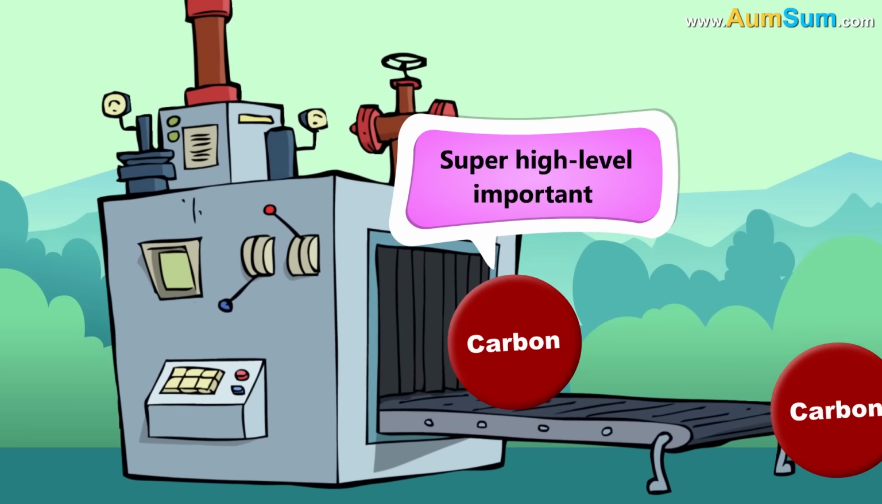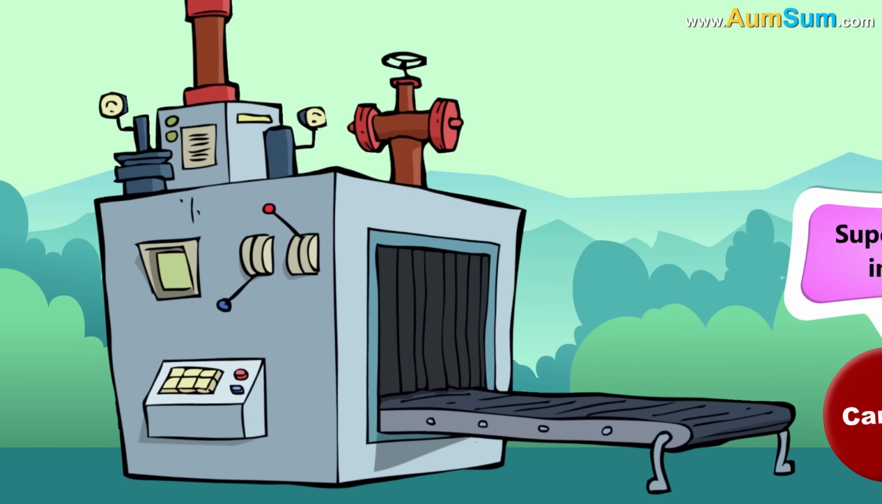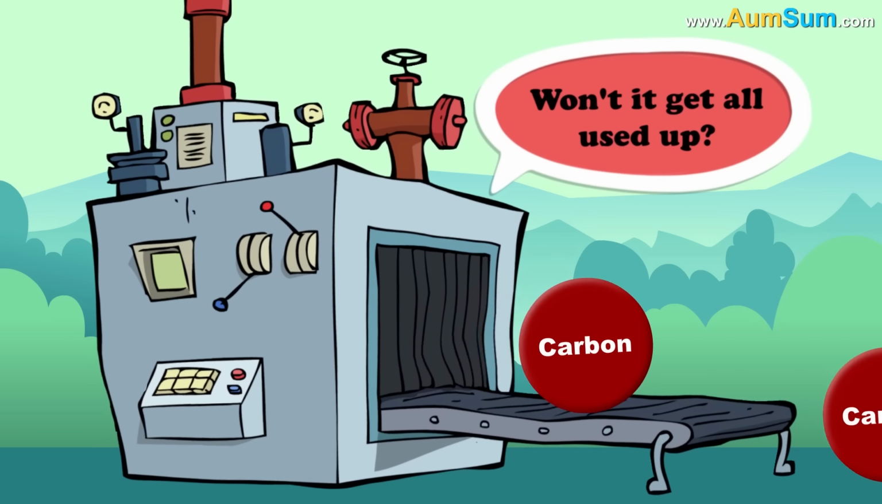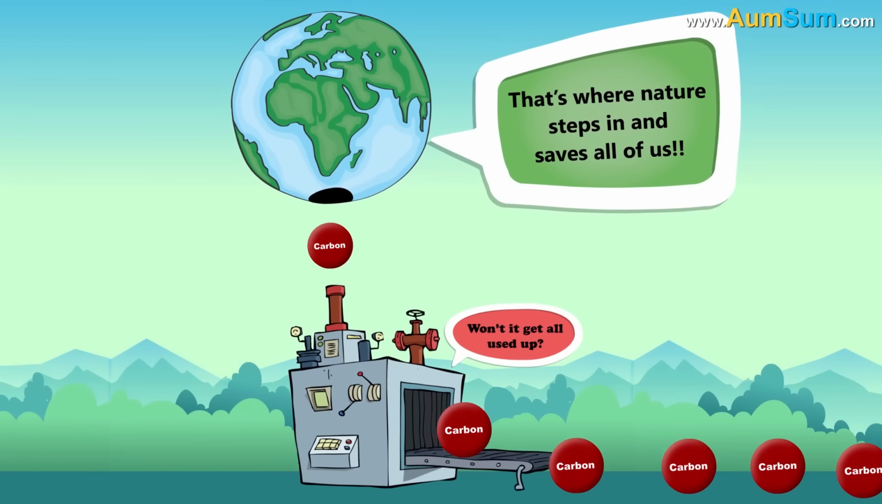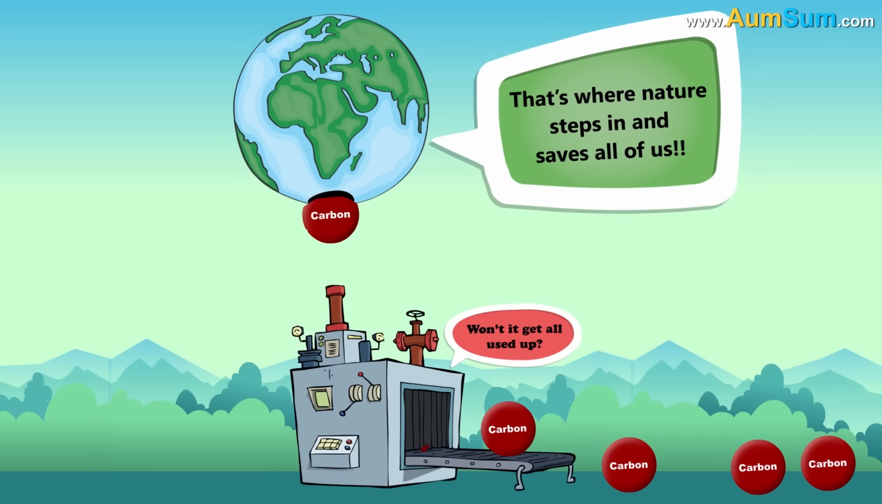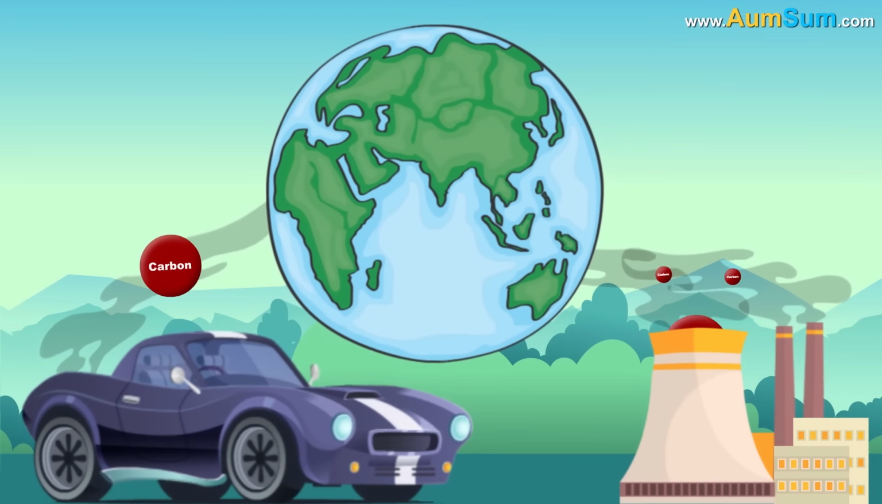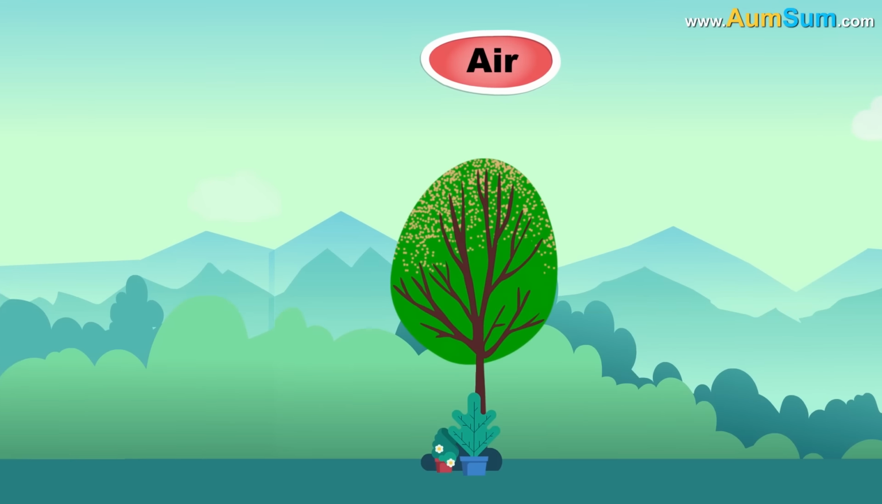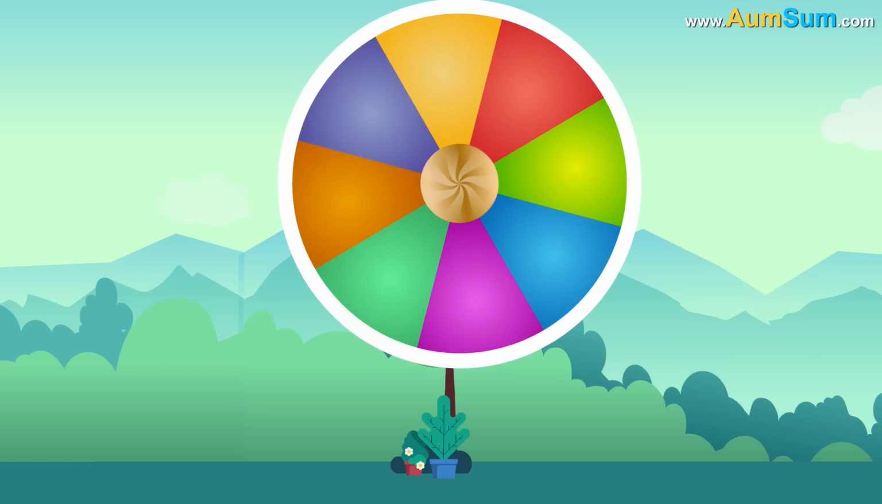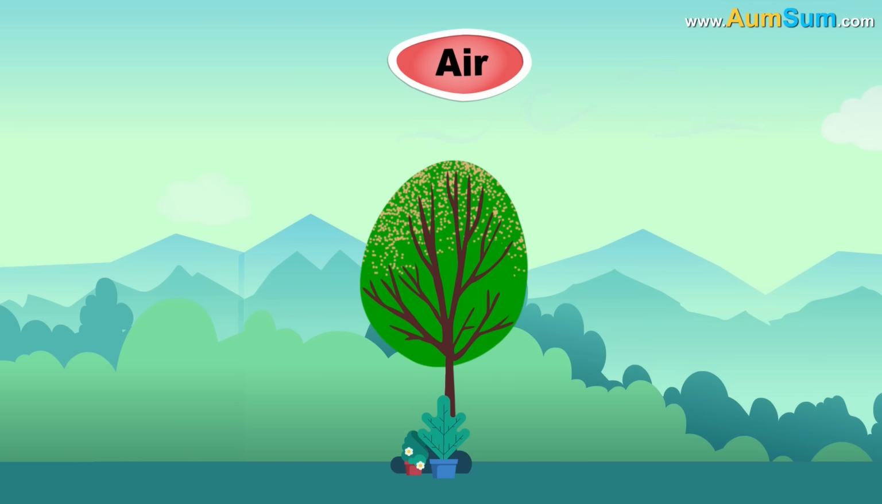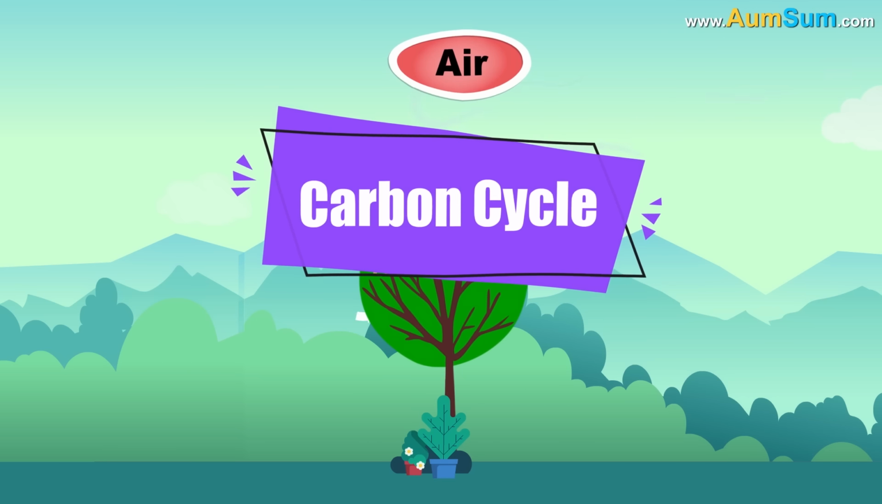But then, if carbon is so super high-level important, won't it get all used up? That's where nature steps in and saves all of us. It is constantly recycling carbon so that we don't run out. Just like a spinning wheel, carbon is also constantly circulating between living and non-living things. The cycle is called the carbon cycle.